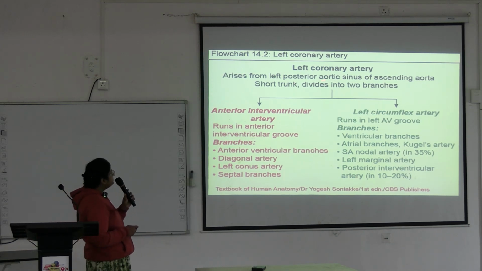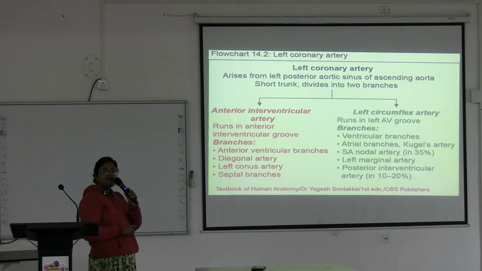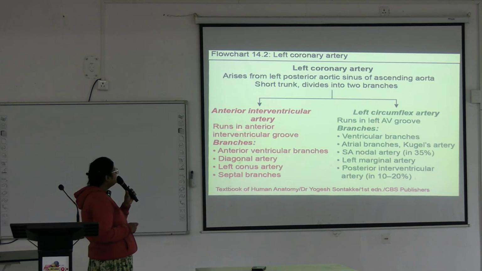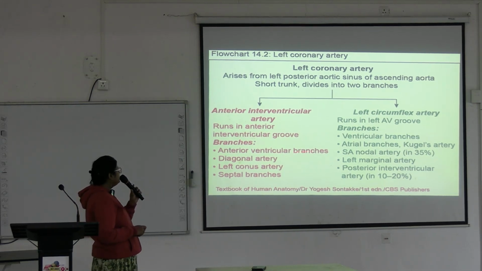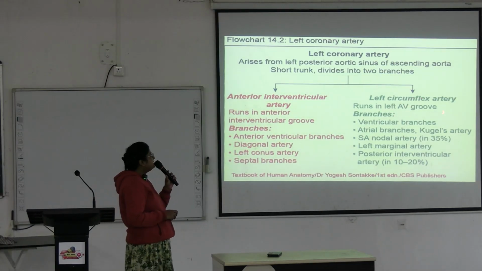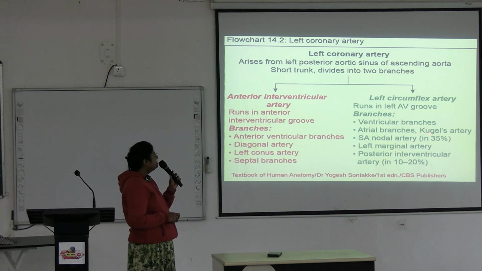It arises from the left posterior aortic sinus of the ascending aorta. It has a short trunk and divides into two branches, the anterior interventricular artery and the left circumflex artery. The anterior interventricular artery runs in the anterior interventricular groove, and its branches are the anterior ventricular branch, diagonal artery, left conus artery and septal branches. The left circumflex artery runs in the left AV groove, and its branches are the ventricular branches and atrial branches. Some of the atrial branches are known as Kugel's branch.